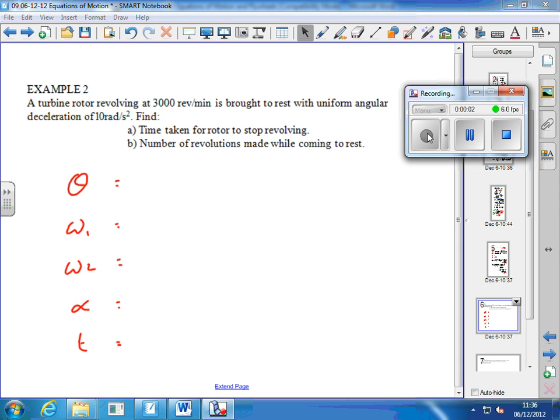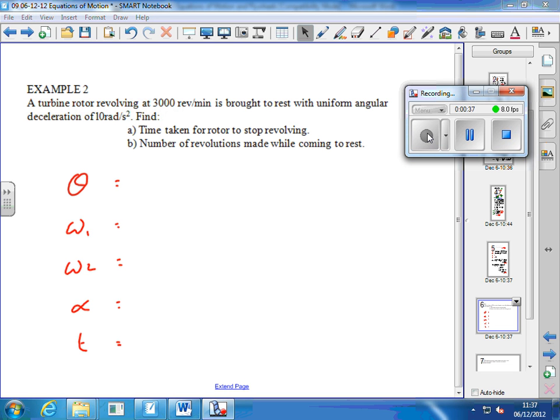Okay, so example number 2, we've got a turbine rotor revolving at 3,000 revolutions per minute. So that's giving us the frequency. It's brought to rest, so it stopped, with a uniform acceleration, or deceleration rather, of 10 radians per second squared. So if that's a deceleration, what can we say about this 10 radians per second squared that's not pointed out? It's negative, right, good. Okay, so we've got to find the time taken for the rotor to stop revolving, and then the number of revolutions it's making while it does that.